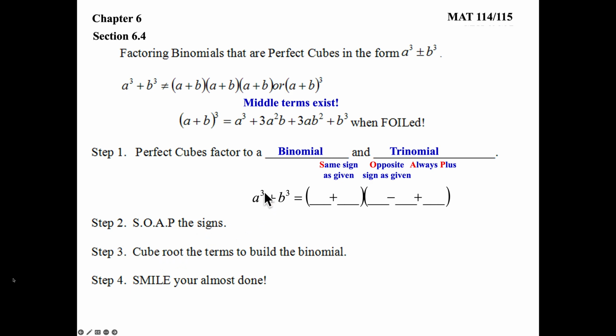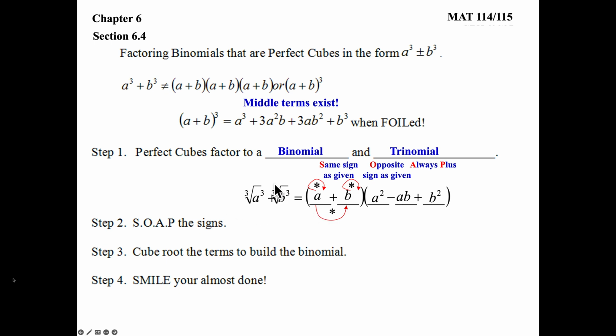Step 3, you take the cube root of each of these terms to build this binomial. The cube root of a cubed, a. Cube root of b cubed, b. Once the binomial is done, I want you to smile. You're almost done. You're drawing a smiley face. A times a, a squared. A times b, ab. B times b, b squared. You can see the smiley face right there.